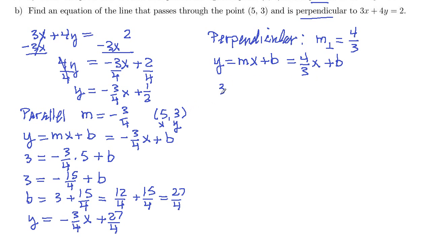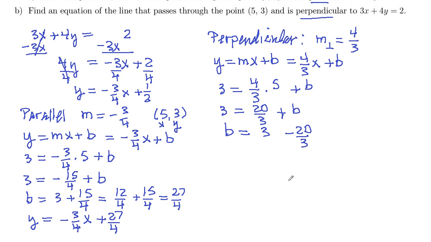So y is equal to 3 equals 4/3 times the 5 plus b. So 3 is going to equal 4 times 5, 20/3 plus b. So now we'll subtract 20/3 on both sides. That'll come over here as a negative. So our b is going to be 3 minus 20/3.